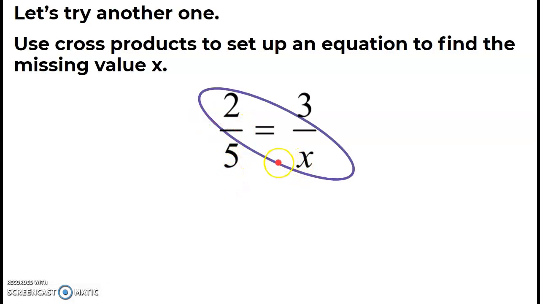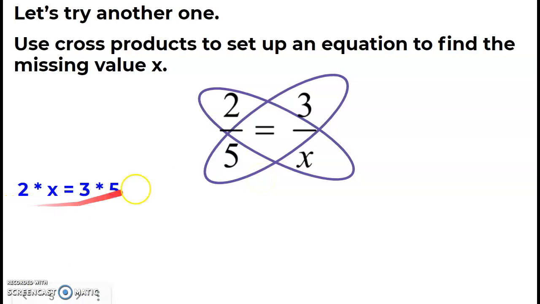2 times x, and then 5 times 3. You would use your pencil to literally make those butterfly wings, and that basically is 2 times x equals 3 times 5. You're going to just simplify. 3 times 5 is 15. 2 times x is 2x.